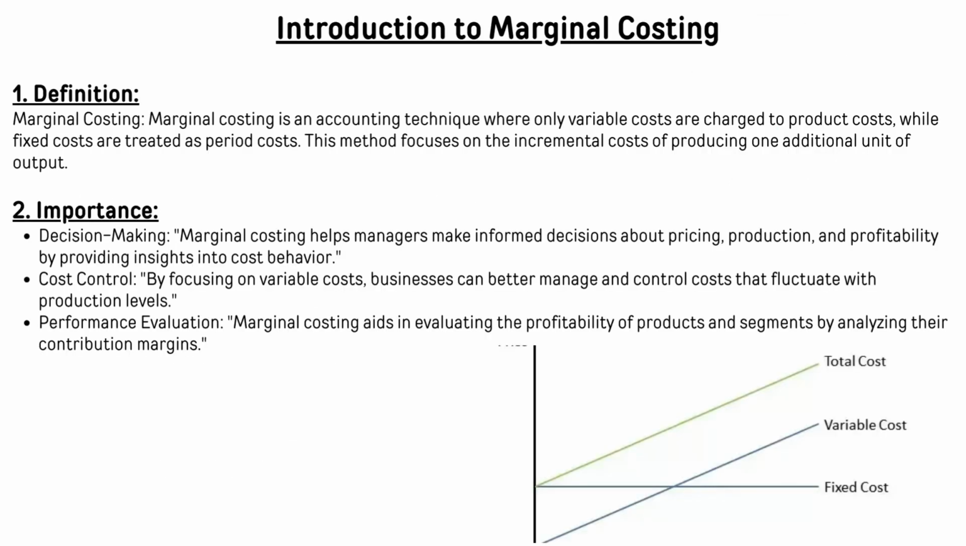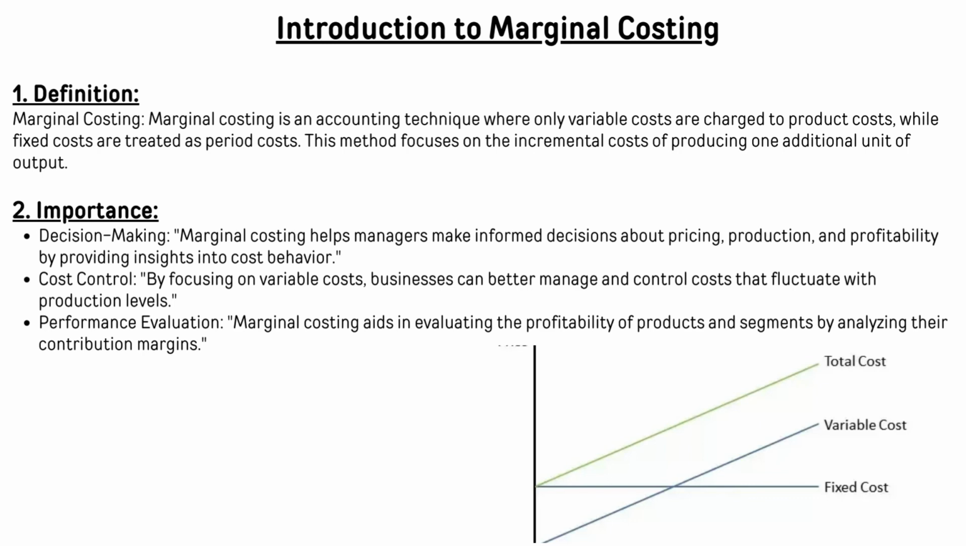Introduction to marginal costing. First, definition. Marginal costing is an accounting technique where only variable costs are charged to product cost while fixed costs are treated as period cost. This method focuses on the incremental costs of producing one additional unit of output.